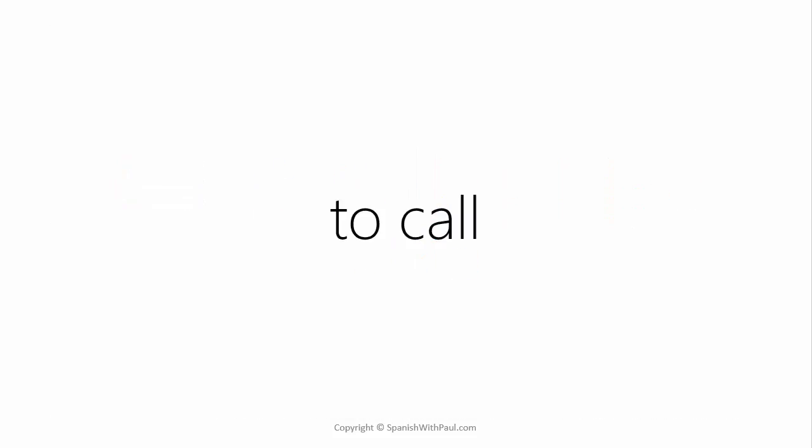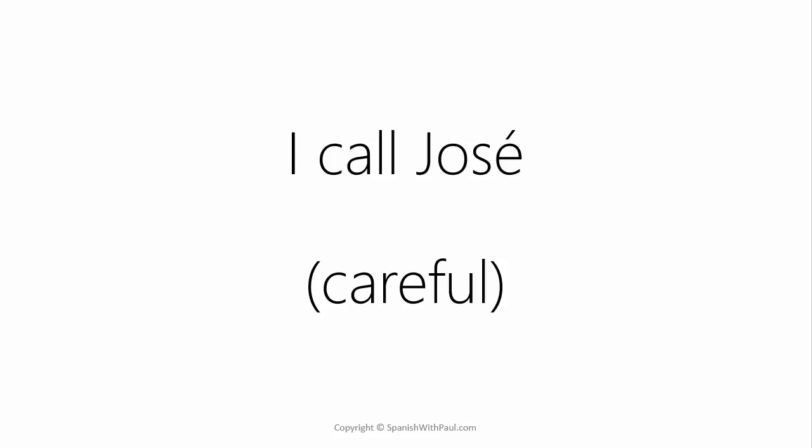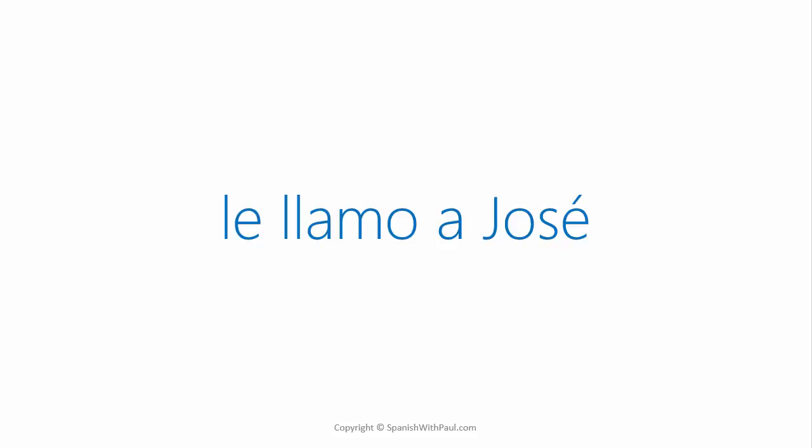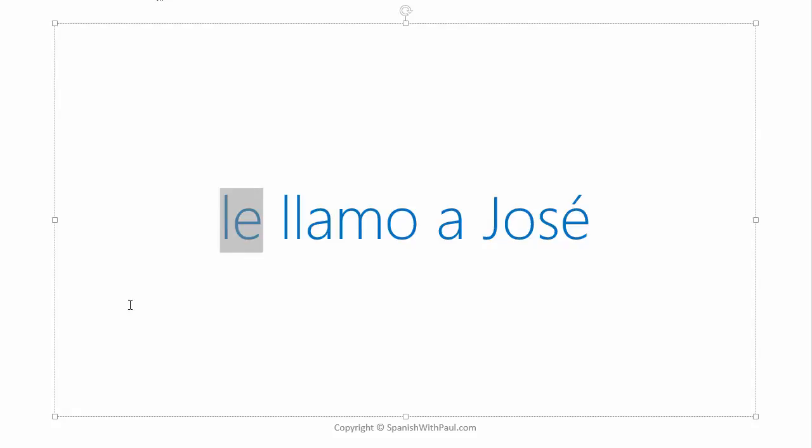What's the verb to call? Llamar. And I call? Llamo. How would you say now, I call Jose? Be careful. Le llamo a Jose. Here we jumped straight into the redundant le. I didn't give you the little step before. We just went straight into redundant le. Le llamo, to him I call, to Jose.